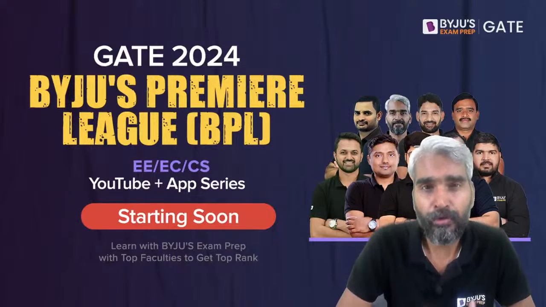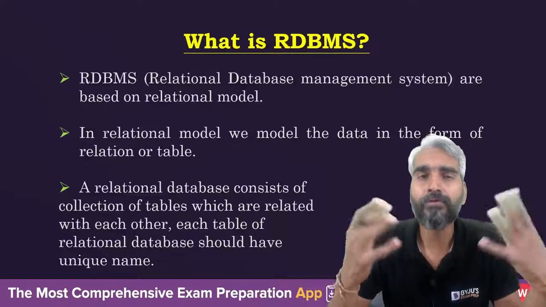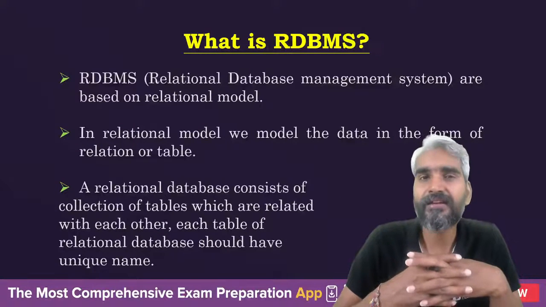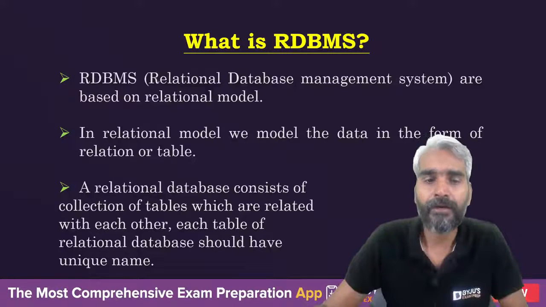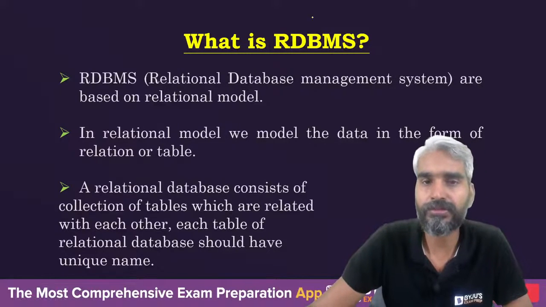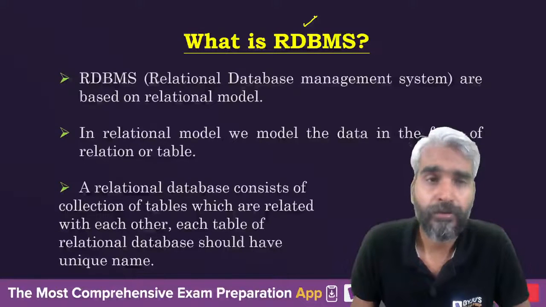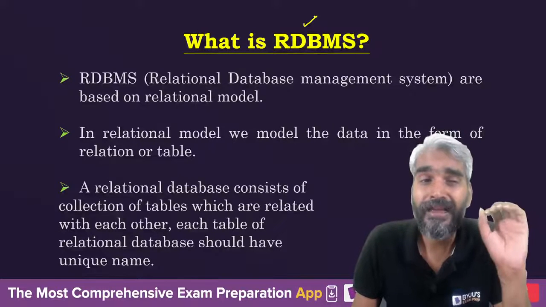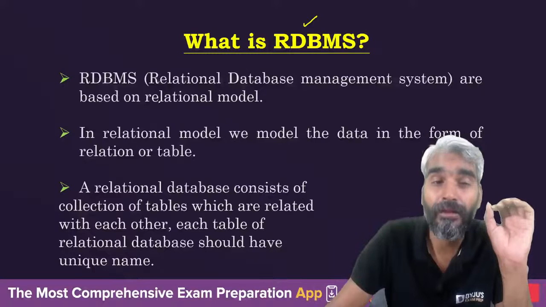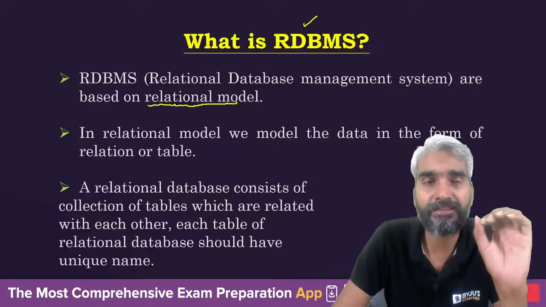Now let's move ahead with the topic. The very first thing is that we are talking about various types of keys in relational database management system. But first, try to understand what a relational database management system is. So first we need to see what RDBMS is. A very basic definition, I'll keep it simple: RDBMS is a management system which is based on the relational model.